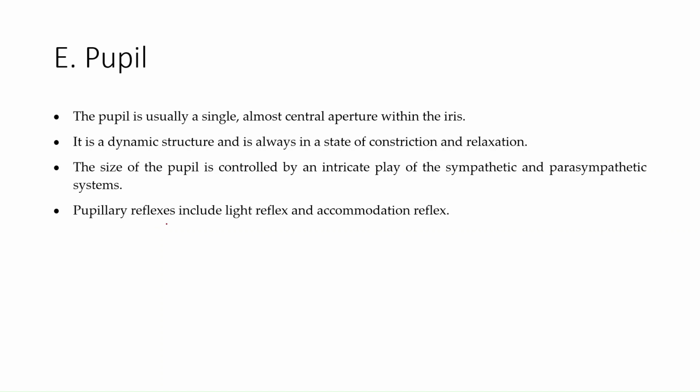The pupil is usually a single, almost central aperture within the iris. So it's a very dynamic structure. It's never still. It's always in a state of constriction and relaxation. And why is it so? Because it's controlled by the sympathetic and the parasympathetic systems. So there is always a continuous balance between these two systems, causing the pupil to have a very dynamic state. So the pupillary reflexes include the light reflex and the near reflex.